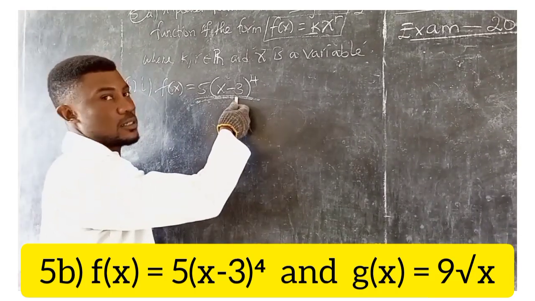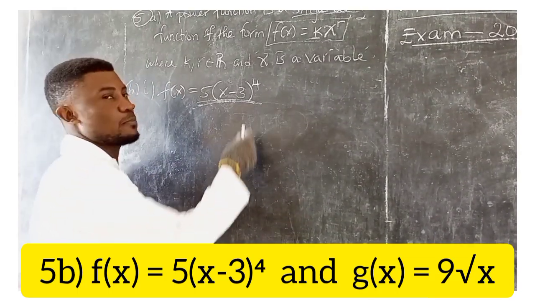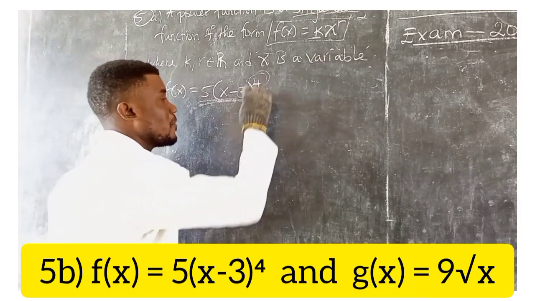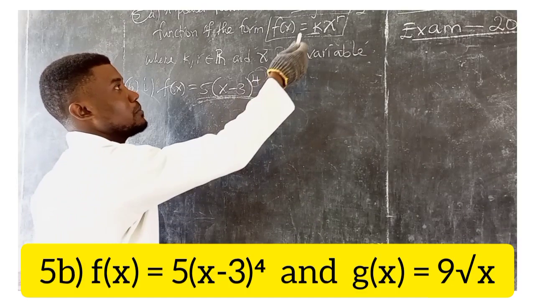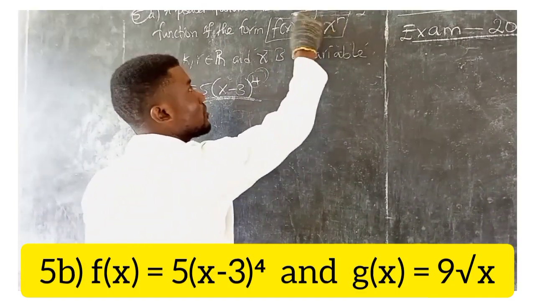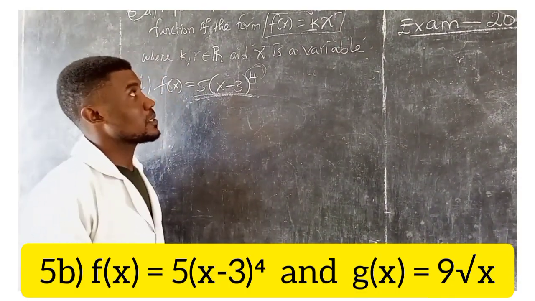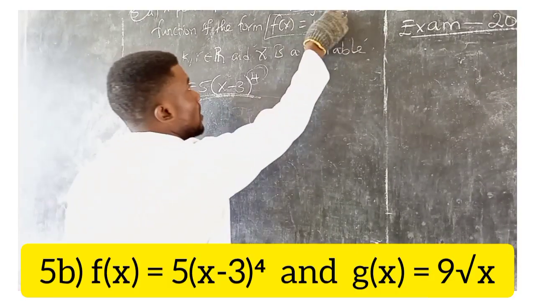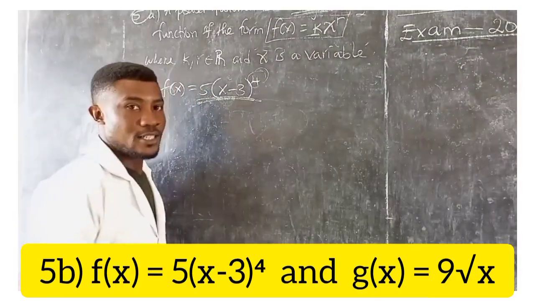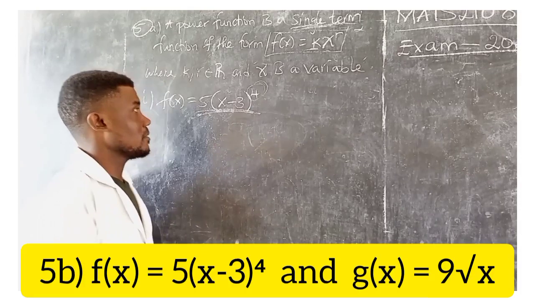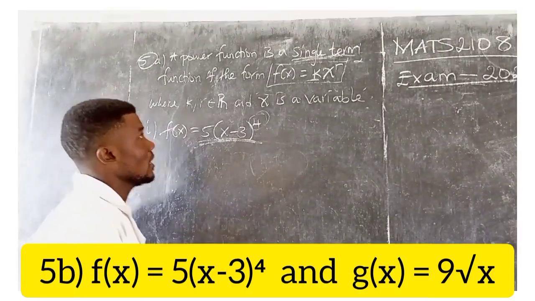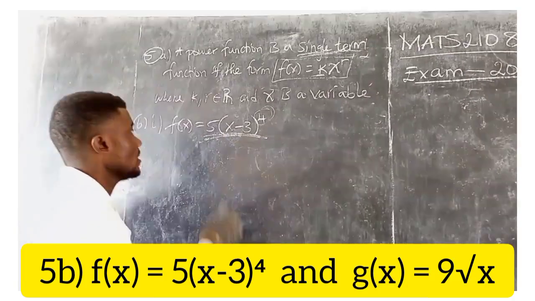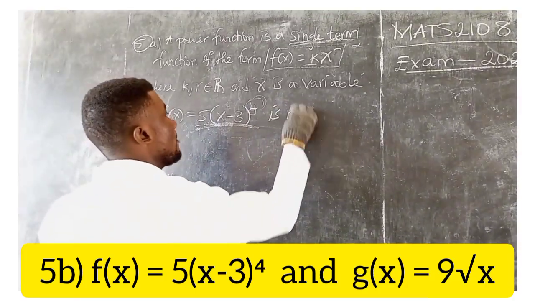This is a binomial. And if you expand this binomial, since the power is 4, you are going to have 5 terms. Which means that it contradicts our definition, because for our definition, a function is a power function if it is just a single term. But this one has 5 terms, so it's not a power function.